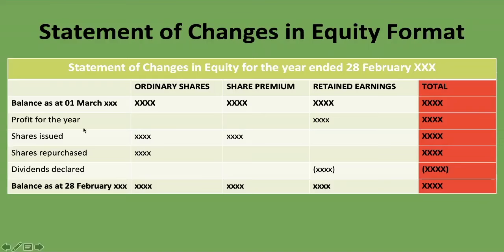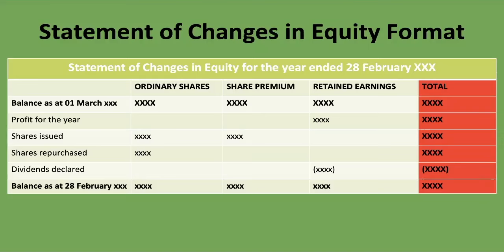Now here we have three elements. We have ordinary shares, share premium, and retained earnings. So these are just examples. You may have only ordinary shares and retained earnings, or these three, or even more than these three. You may also have like a revaluation reserve, and you will see in the examples that we'll go through how we go about doing that.